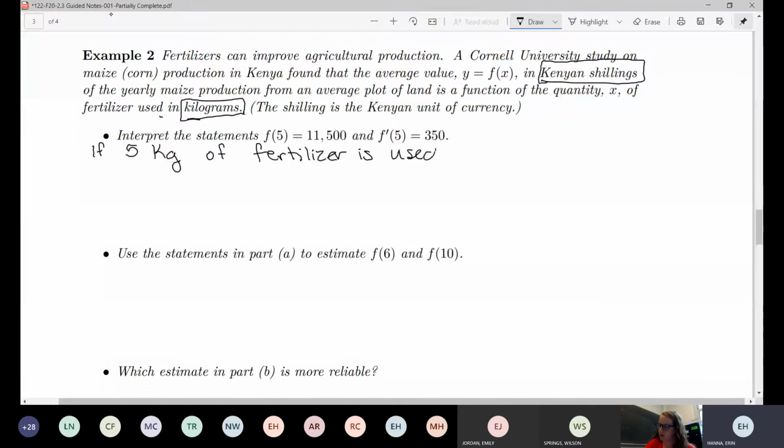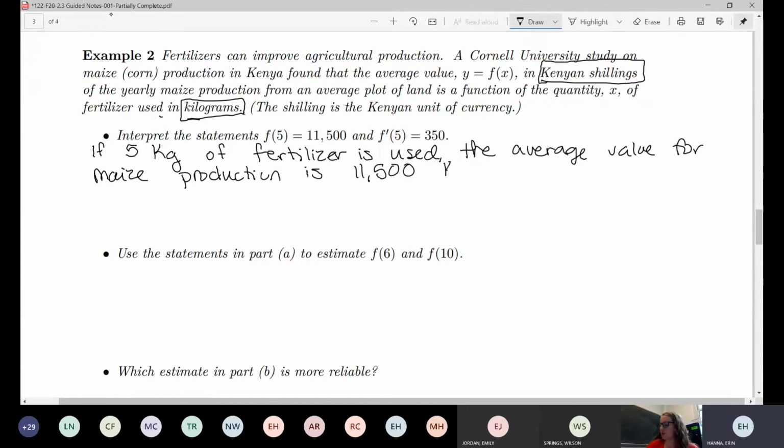the average value for maize is 11,500 Kenyan shillings. So that's just the regular function, so we were just putting it into the kind of context of that function that we were given. And now we want to interpret that derivative value f prime of 5 equals 350.